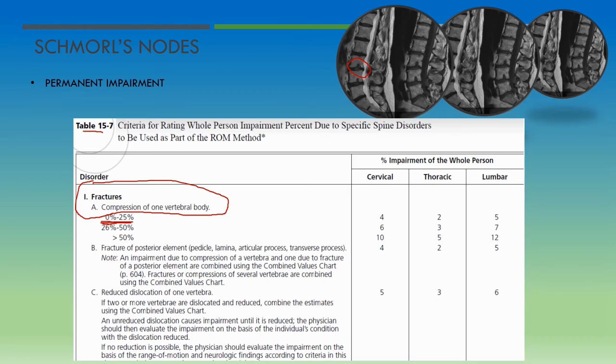You could say by analogy that this Schmorl's node penetrates the vertebral body by as much as 25%, and this particular classification would apply. If not under the strict application of the AMA Guides, then certainly by analogy, this is one rating method that would apply. So for the lumbar spine, this would qualify for 5% whole person impairment for each level of the spine involved with a 0 to 25% compression fracture of the vertebral body.